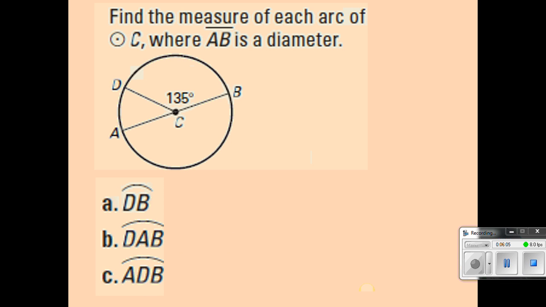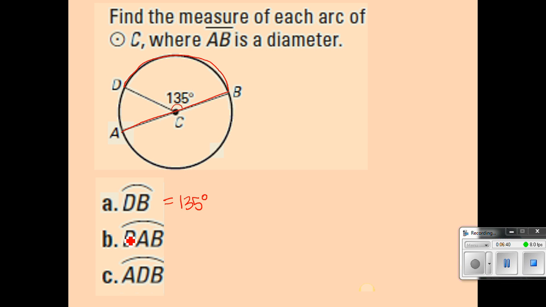All right, let's do this example. Find the measure of each arc of circle C, where AB is the diameter. So AB is our diameter here. We want to know what the measure of DB is. So here is DB. That would be a minor arc. That minor arc would have the same measure as the central angle, so that would be 135 degrees.